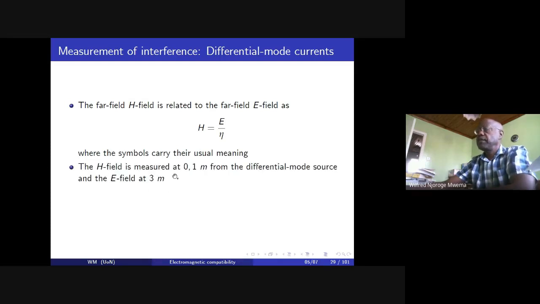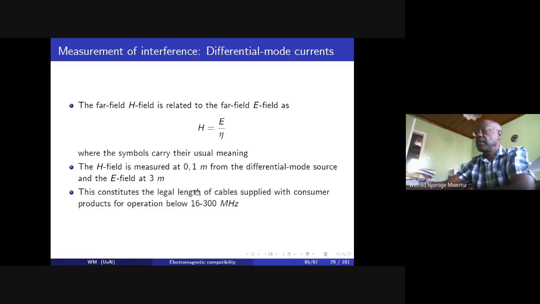So the H field is usually measured at 0.1 meters from the differential mode source, and the electric field usually at 3 meters. This constitutes the legal length of cables that may be supplied with a consumer product for operation at frequencies below 16 to 300 megahertz. The length of cable that you connect to the power cable on your computer is a standard length, stipulated by the guidelines.